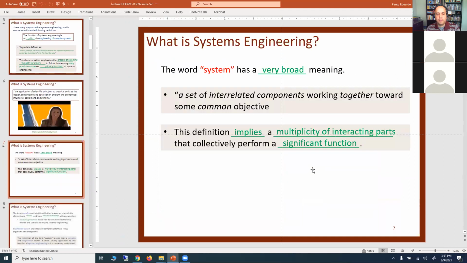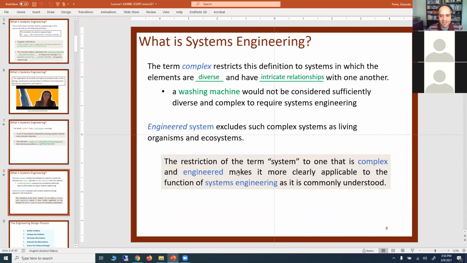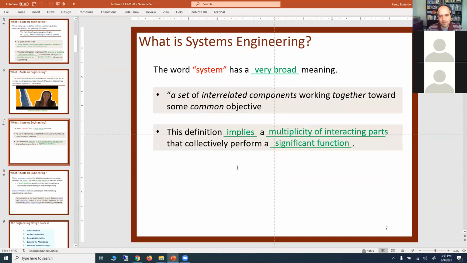Let me see where they are. If you look at those definitions, you'll see that they are similar in terms of what they're trying to describe. So this is the main definition. In terms of a system by itself, it's a set of interrelated components working together towards the same common objective.